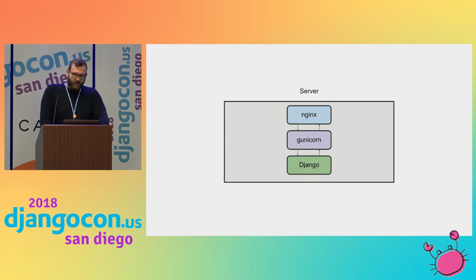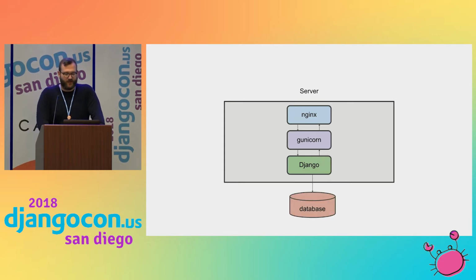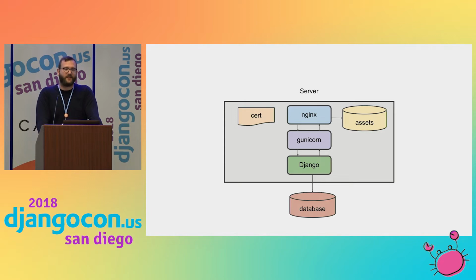And there are some additional things that you'll probably be using if you're doing any kind of dynamic application. You'll probably need to talk to a database. You'll probably need static assets to style your pages. And you'll probably want a certificate of some kind if you want to be working over HTTPS.